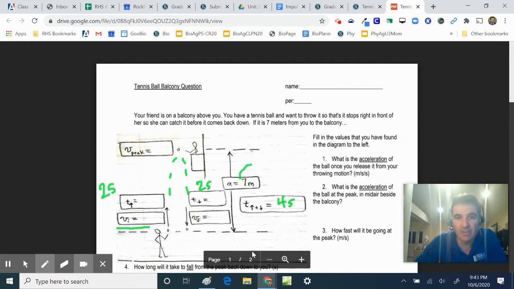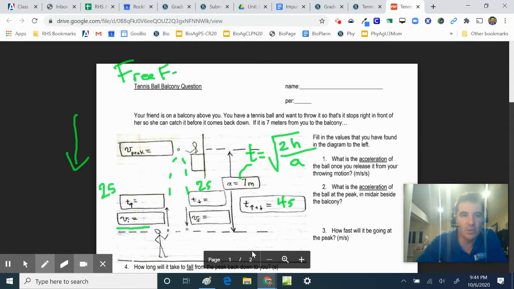And so the way you figure out how long it takes to fall is t equals the square root of 2 times the height, which is x, divided by the acceleration. Now the acceleration the whole time, it's free fall, right? And so hopefully you know that the acceleration of a free fall is always 9.8. And so the acceleration the whole time is 9.8 meters per second squared.